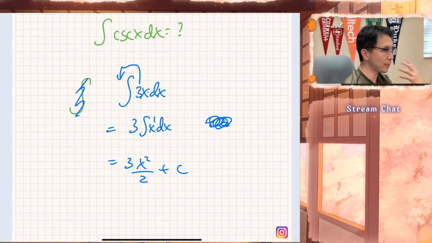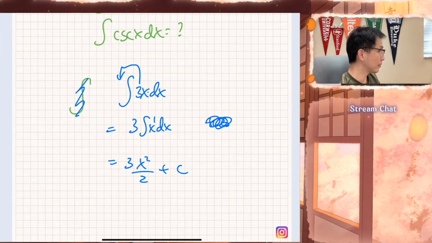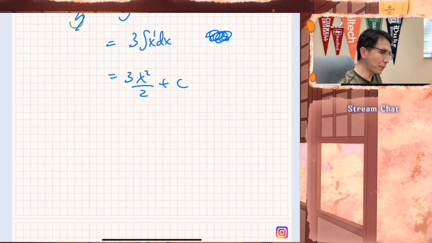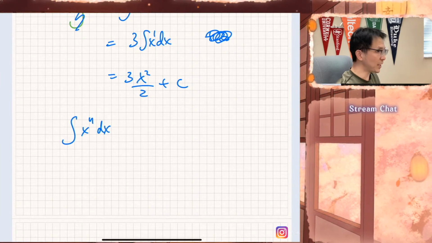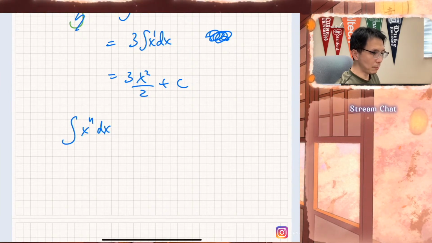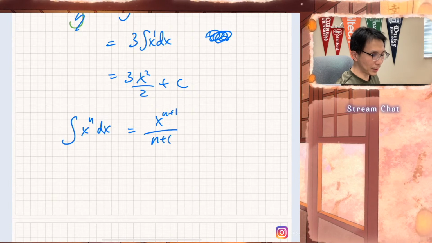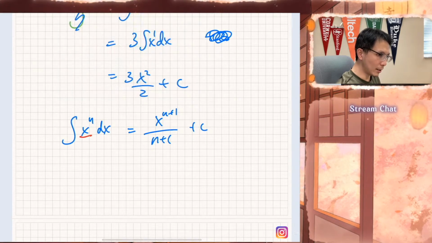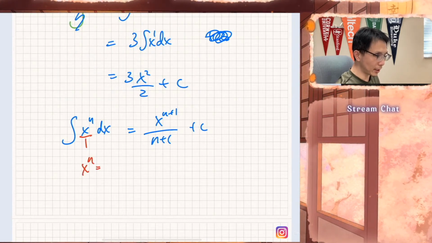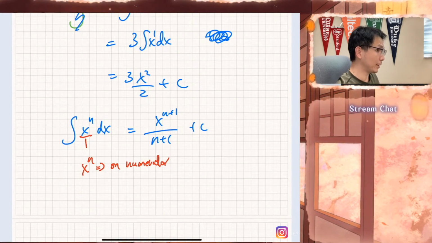There was a small problem with that, but we're going to talk about it in a second. So does that make sense so far? Yes. Okay. So now let's revisit that rule again. Now this rule is very particular. The integral of x to the n is equal to x to the n plus 1 over n plus 1 plus c. Now why is this rule in particular? Because this x to the n is always on the numerator. If it's not on the numerator, you're going to have to make it become the numerator.